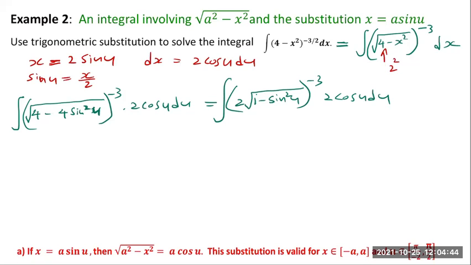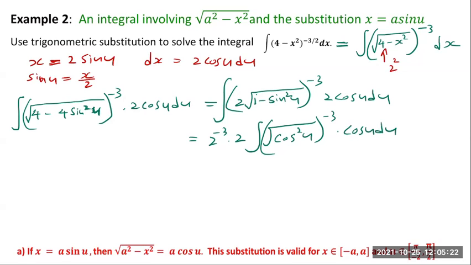Now, what is the square root of 1 minus sine squared u? 1 minus sine squared u is cosine squared u, right? So I can put cosine squared u there. I can, of course, pull out this constant, 2 to the power minus 3 times 2. You have the integration of the square root of cosine squared u to the power minus 3, cosine u du. Notice that I pulled out my constants.